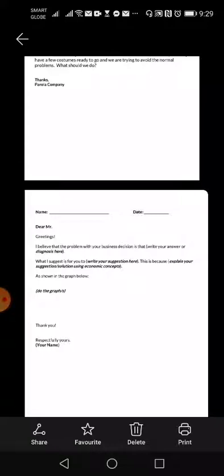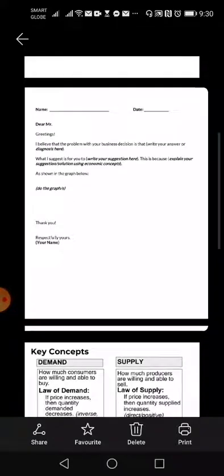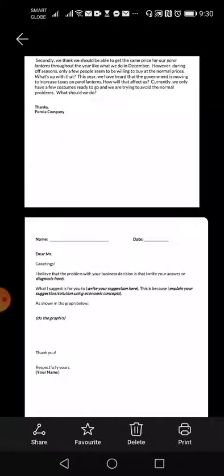Syempre, pwede mong sabihin na if you want your quantity demanded to go up for the rest of the year, you can use this concept of demand and supply. If the price increases, then quantity demanded decreases. But the reverse is also true. So, one strategy para tumaas yung demand for parol lanterns for the rest of the year is, syempre, if he would decrease the price. So, the quantity demanded would also increase. So, that's one suggestion you could put in your worksheet.